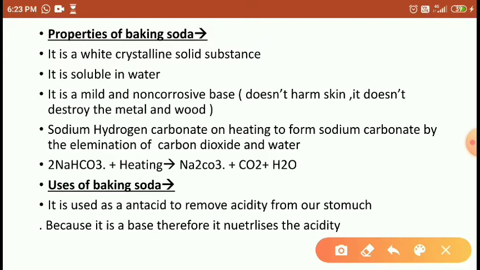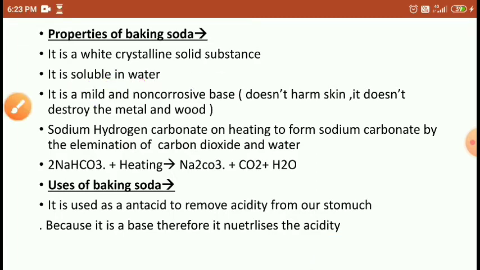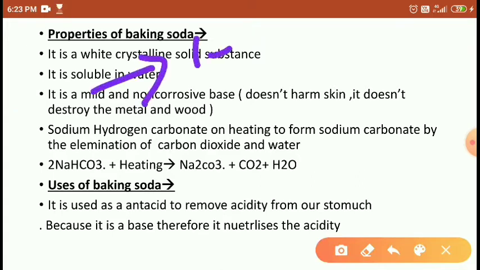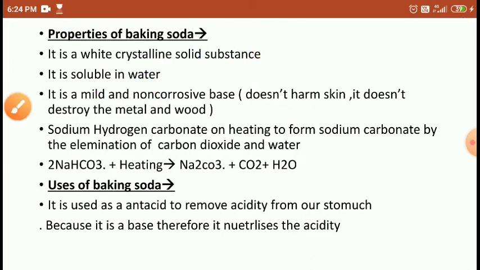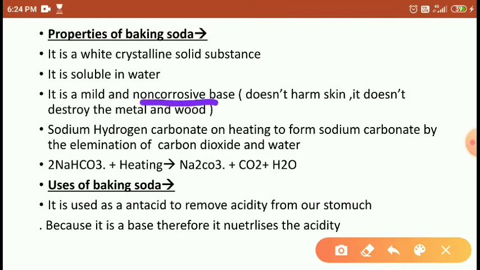This baking soda is easily soluble in water, and it is mild and non-corrosive. Mild means, students, less reactive: less reactive towards skin, towards metal, towards wood. Right students? So it is a non-corrosive base. Non-corrosive means, as we discussed in the previous chapter, that it does not harm the skin.